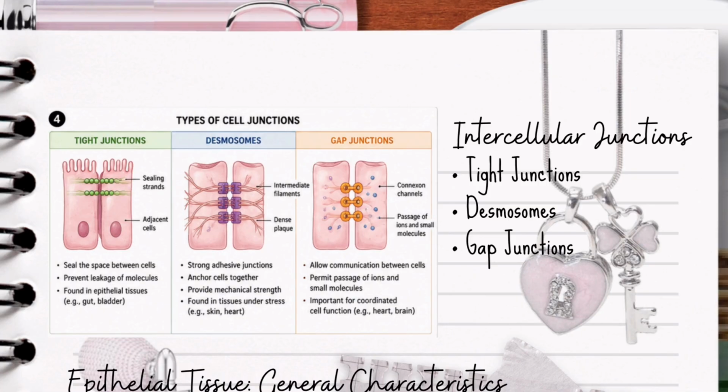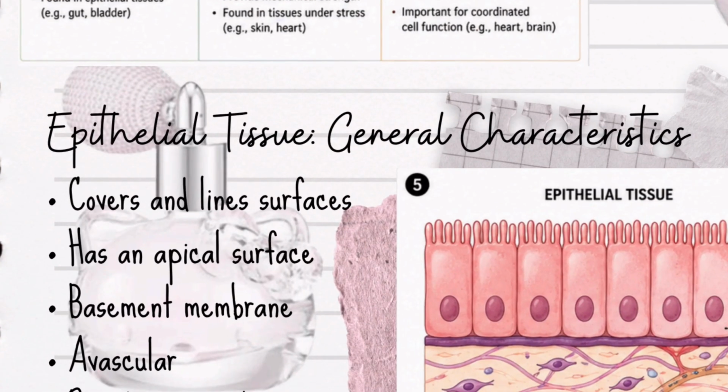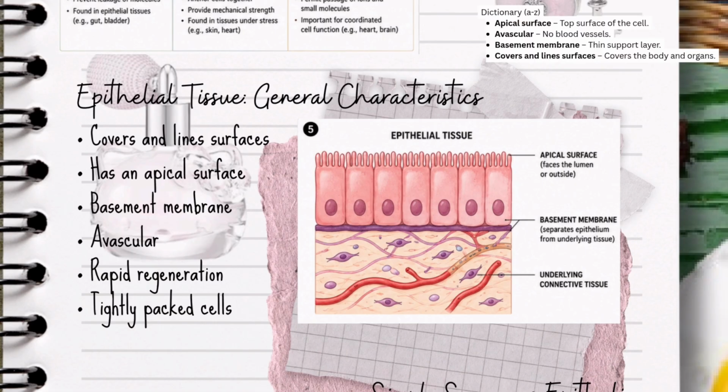Now that we know how epithelial cells stay connected, let's look at the tissue itself. Think about the different surfaces inside and outside your body. Your skin, the lining of your stomach, your intestines, and even your airways all have one thing in common. They're covered by epithelial tissue. Epithelial tissue forms protective coverings and linings throughout the body.